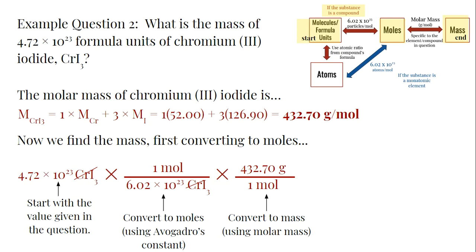So then you put in your calculator 4.72 times 10 to the 23 divided by 6.02 times 10 to the 23 times 432.70. And you get 339.2598 grams. Check your significant figures. You need to have 3. The smallest number in the question is 3. So this becomes 339 grams.